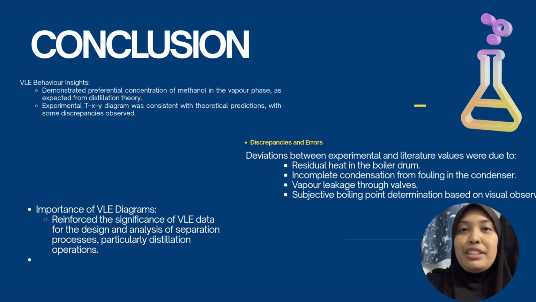In this experiment, we investigated the vapor-liquid equilibrium behavior of a binary methanol-water system at atmospheric pressure. We found that methanol, being the more volatile component, was concentrated in the vapor phase, which aligned with distillation theory. The TXY diagram we constructed followed the expected trend, but we observed some discrepancies compared to the literature values. These differences were mainly due to experimental limitations such as residual heat in the boiler drum, incomplete condensation in the condenser, vapor leakage through valves, and the subjective nature of boiling point determination.